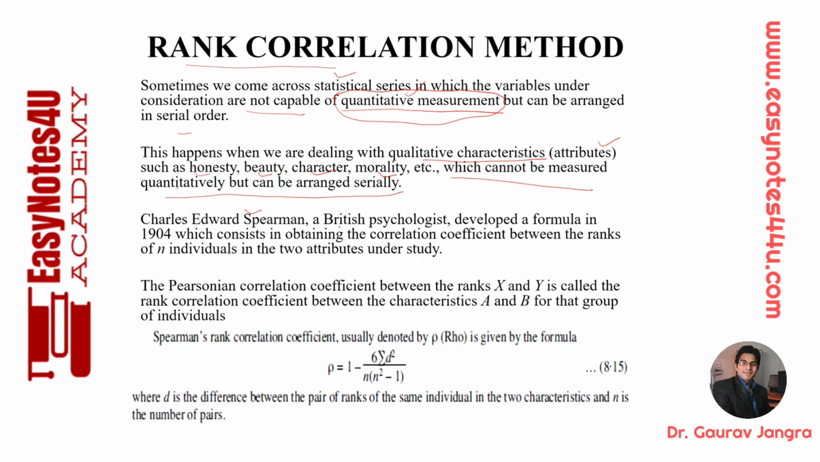Charles Edward Spearman, a British psychologist, developed the rank correlation formula in 1904, which consists in obtaining the correlation coefficient between the ranks of n individuals in the two attributes under study. So the Pearsonian correlation coefficient between the ranks x and y is called the rank correlation coefficient between the characteristics A and B for that group of individuals. The Spearman rank correlation coefficient is usually denoted by rho. It will be 1 minus 6 into summation d square divided by n into n square minus 1, or you can also write n cube minus n. Here d means the deviation between both the ranks, rank 1 minus rank 2.